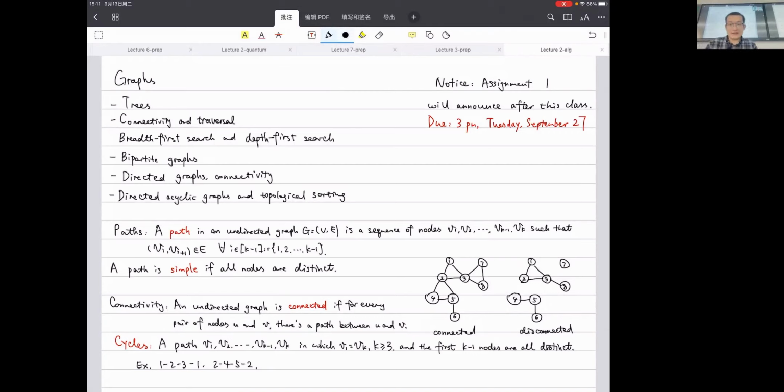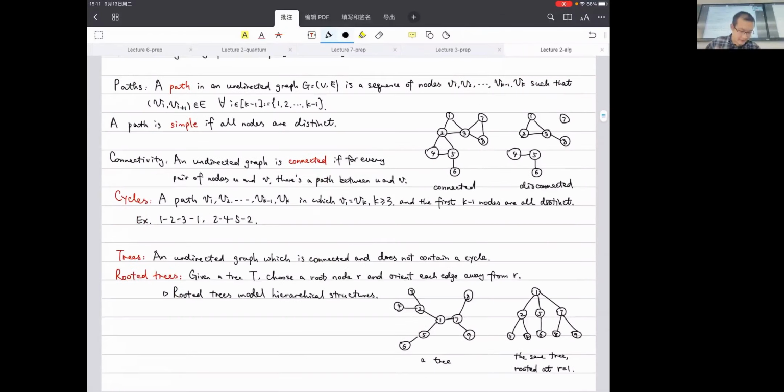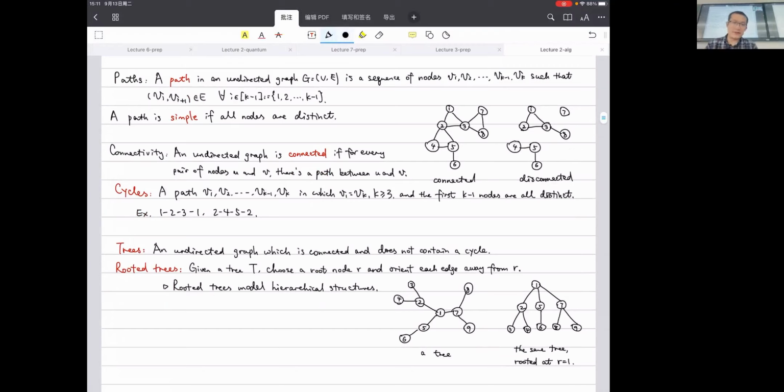Okay, so let's get started and talk about graphs. Last time we talked about some basic definitions towards the end of the class. We talked about paths. A path in an undirected graph is a sequence of nodes v1, v2, until vk, such that for any i between 1 and k minus 1, you have an edge between vi and vi plus 1. We also call a path simple if all the nodes are distinct.